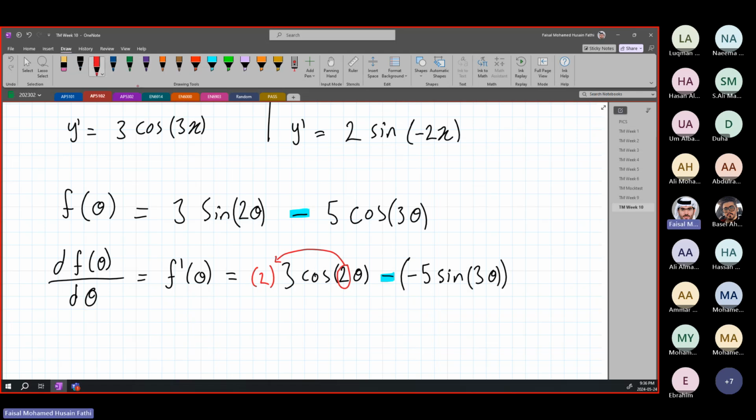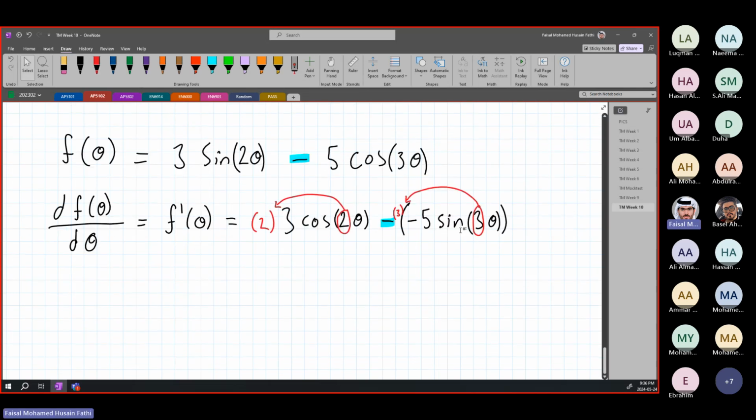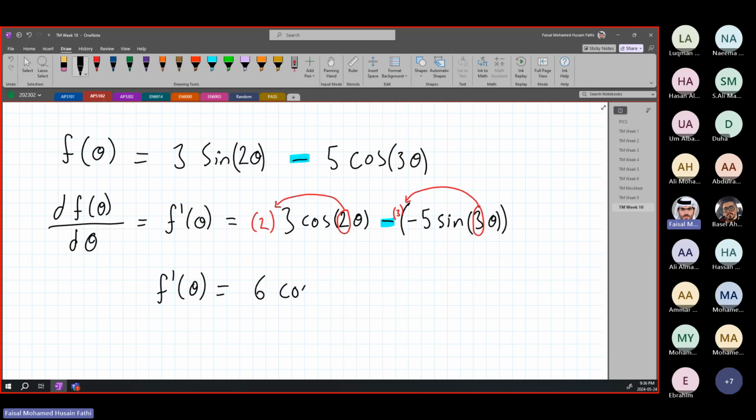And on top of it, we're going to have to multiply 3 outside. So it's going to be times 3. Okay? So this is where it becomes a bit tricky with the signs. All right? So just make sure you're writing it properly. Here we have 2 times 3, which is 6 cosine 2 theta.